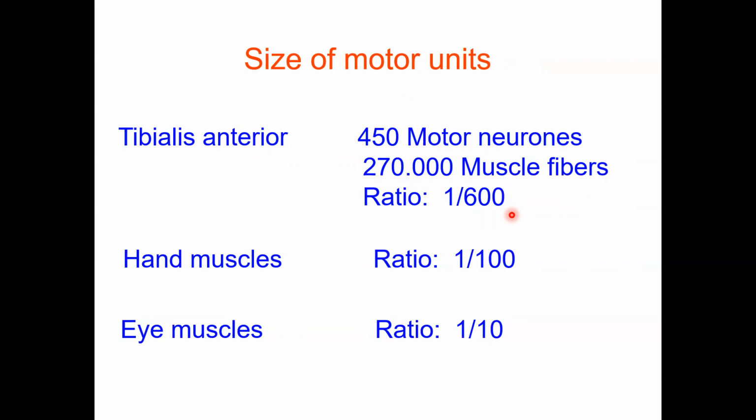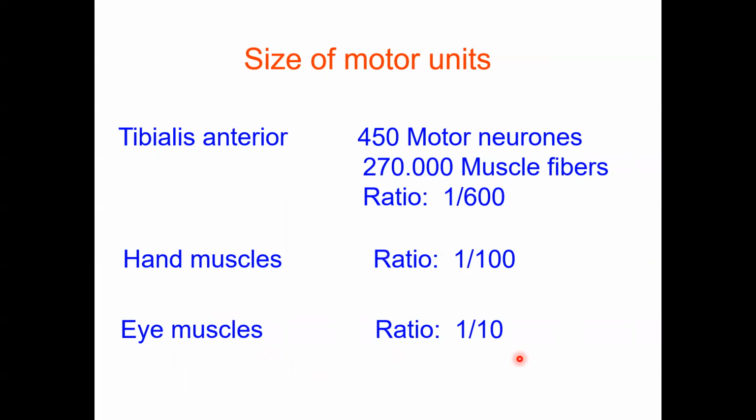If I activate two motor neurons, then I have the force of 1,200 muscle fibers. And so I can go up to 450 motor neurons. If I innervate all 450 motor neurons, then I get the force of all 270,000 muscle fibers together. In a hand muscle, you see that the ratio of motor neuron to muscle fibers is 1 to 100. One neuron innervates 100 muscle fibers. And in the eye muscles, the ratio is 1 to 10.